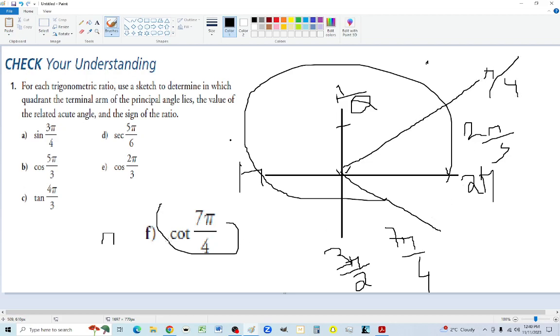So since this is cotangent, and this is in quadrant C, it's negative down here. The value is going to be negative, but the acute angle is always positive. I think that's what they were asking for. Even though all of these fit within the special triangle, you could have figured out the exact values.